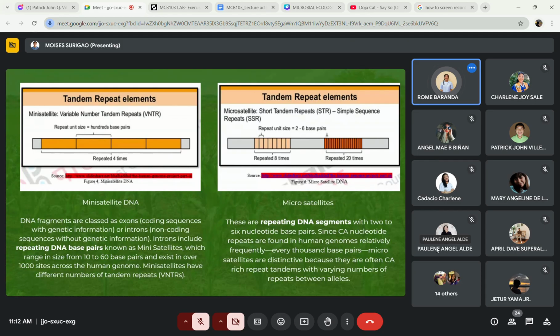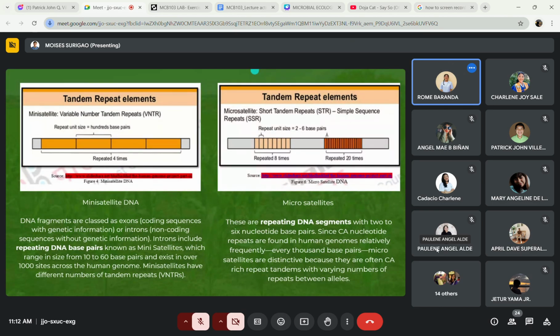Parang fewer than 100 base pairs. Then for the location, the mini satellites, they are often near telomeres, whereas microsatellites, it is distributed throughout the genome. For their mutation rate, it is moderate for the mini satellite DNA, whereas sa microsatellites DNA, it is very likely to have higher mutation rate.